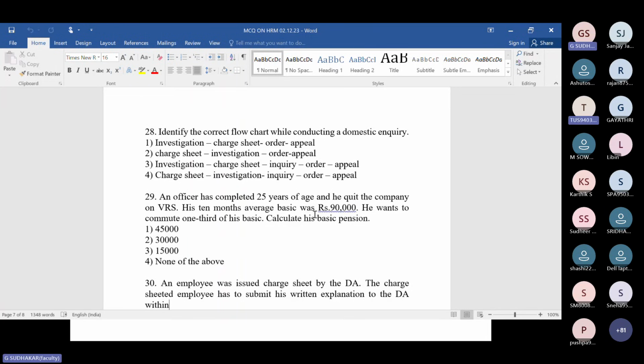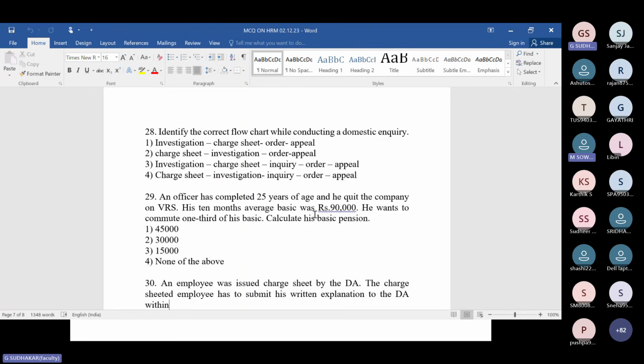Question 29. An officer has completed 25 years and he quit the company on VRS. His 10 months average basic was 90,000. He wants to commute 1/3 of his basic. Calculate his basic pension. Here, in 25 years of age, the question of VRS doesn't arise. Sir, 20 years of service, take it as 20 years of pension service. It will not be here as he has resigned, so no pension in that case.